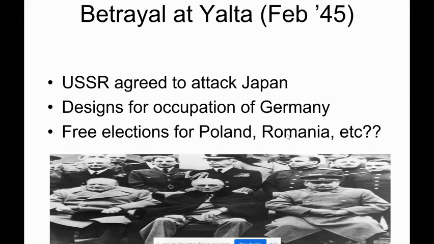Really, I think that when we talk about the betrayal at Yalta, World War II started because of the invasion of Poland, and ironically enough, it was one of the Allies who ended up taking it over and then not giving it up for a long time.